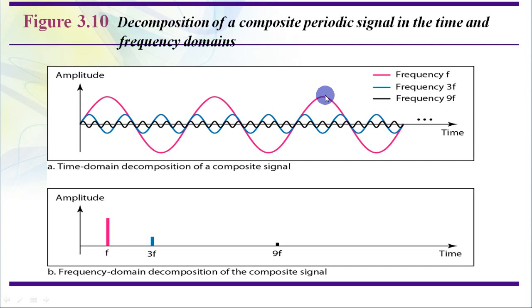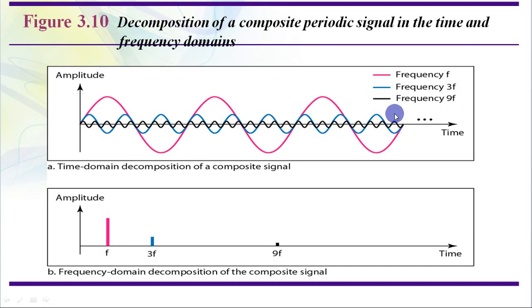So this pink one completes three sine waves, so the frequency of the pink sine wave is 3 hertz. The next one, the blue sine wave, has a frequency of 9 hertz, and the third one, in black color, has a frequency of 9 hertz.